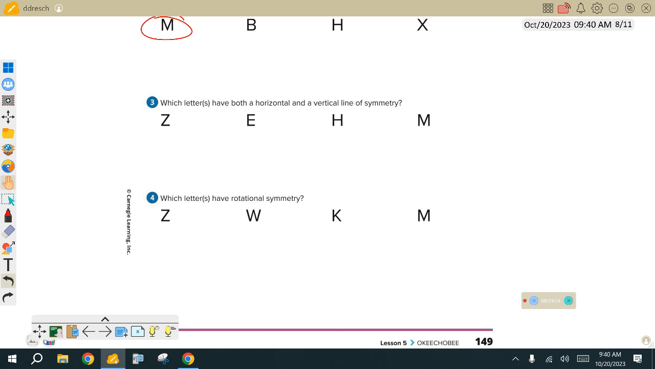Both. H, there's finally our H. Now, the one that gets everybody every year is that Z. Does the Z have it? And if you're not sure, what could we do? We could use that patty paper. So if you're trying to figure out if Z has it, trace that Z on there and see if you fold it vertically or fold it horizontally on that Z, right? And the Z messes up students.